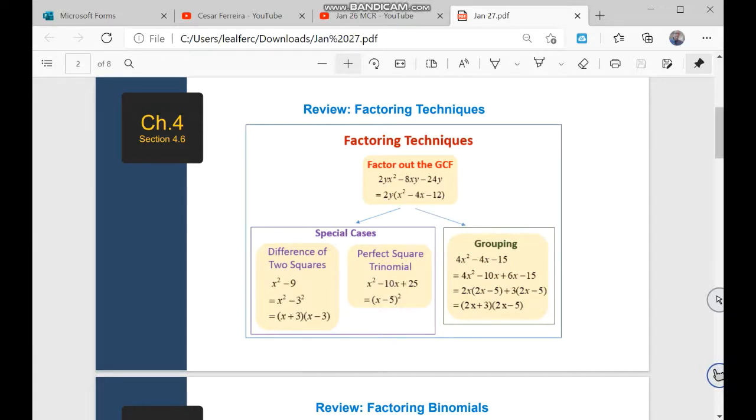Okay, quick review. These last days we have been working on factoring techniques. And one of the techniques is to factor out the greatest common factor. If you have one factor, one number or variable, that is present in all the terms, that means you can factor it out. And also you have special cases like the difference of two squares, the perfect square trinomial, and factoring by grouping. So those are special techniques that you can apply. This is a very good summary of all the techniques that we worked so far.